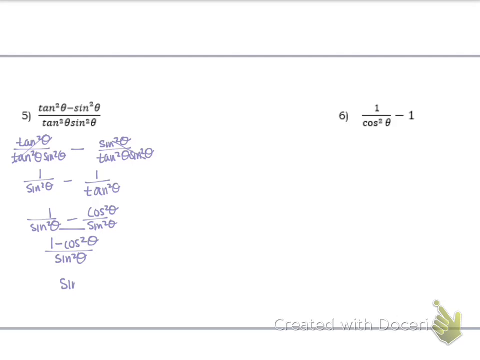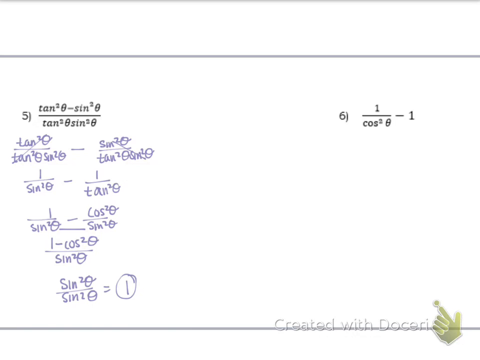So my top now becomes sine squared theta. Still got the same bottom. If I got the same thing on top and bottom, they don't just become 0, it becomes 1, because like 4 divided by 4 gets me 1. So sine squared theta divided by sine squared theta gets me 1.